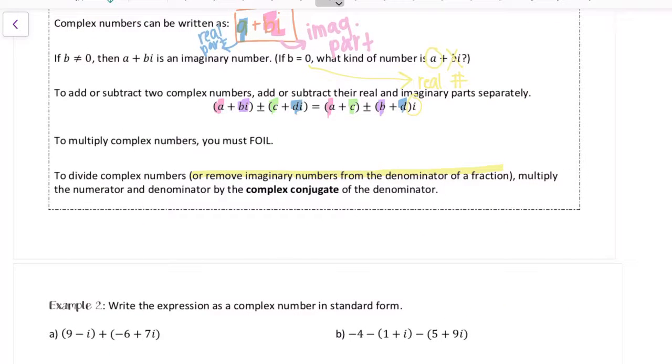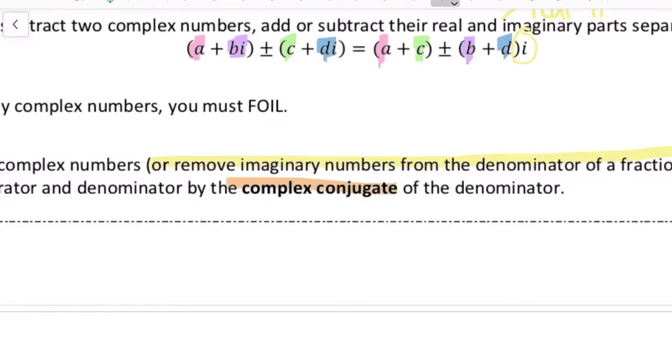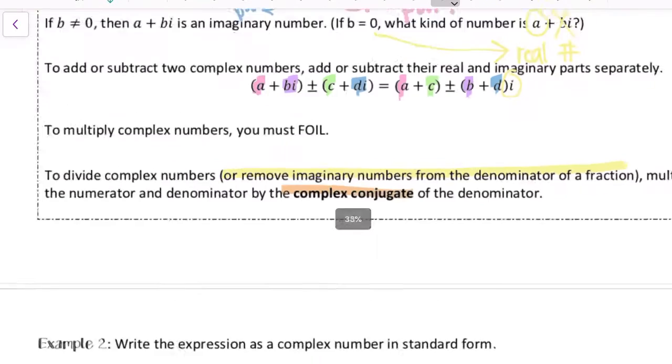So in order to get rid of our imaginary number in our denominator, we multiply top and bottom by our complex conjugate. We have dealt with multiplying numerators and denominators by conjugates before. If we saw 2 plus radical 3, we multiply top and bottom by 2 minus radical 3, right? Well, now if we see 2 plus 3i, we'll multiply top and bottom by 2 minus 3i. So, let's jump into it.